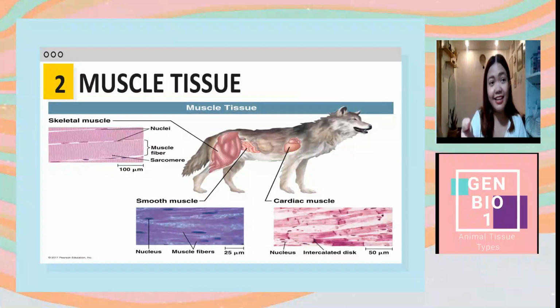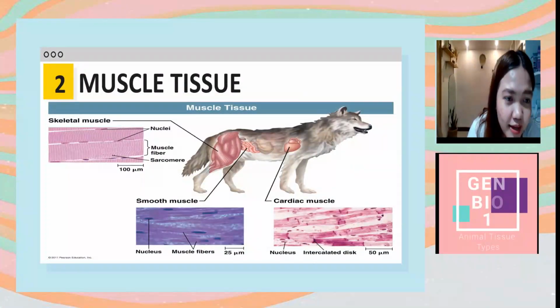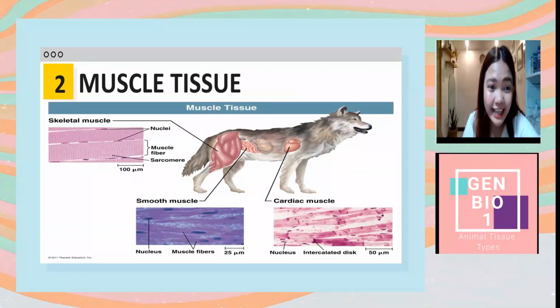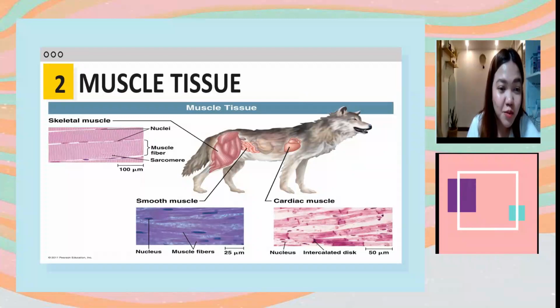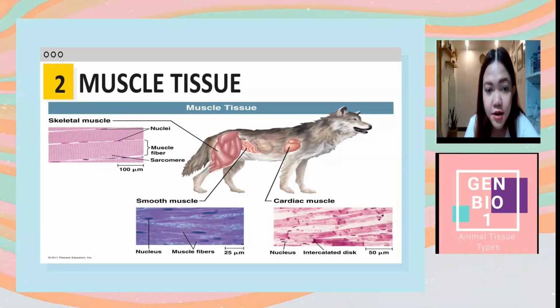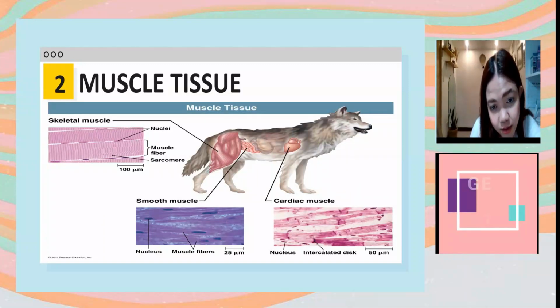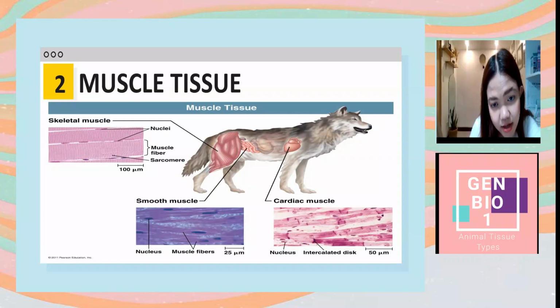Okay, so yeah, that's your muscle tissues. So here are the striations. They were not very obvious earlier. And the third is smooth muscle, with the nucleus and muscle fiber, and your cardiac muscle. In your cardiac muscle, these are your intercalated discs here. Yeah, that's your intercalated discs, not the one from earlier.